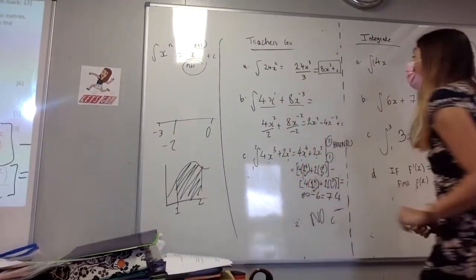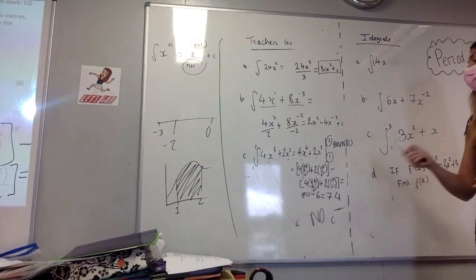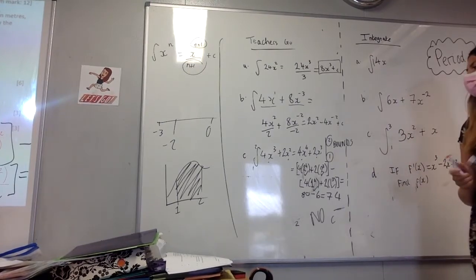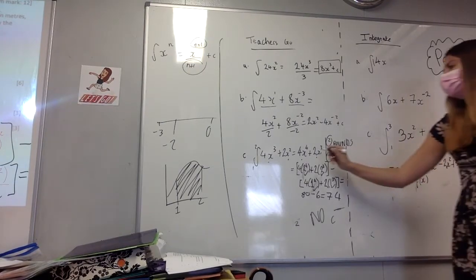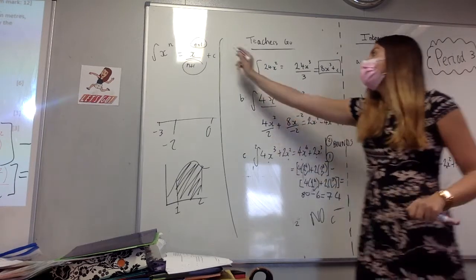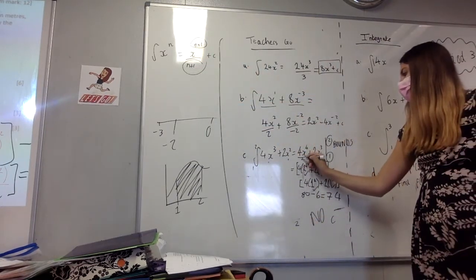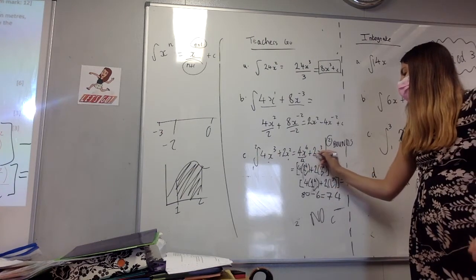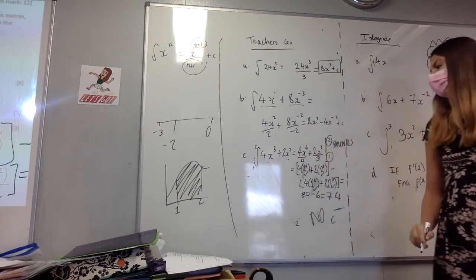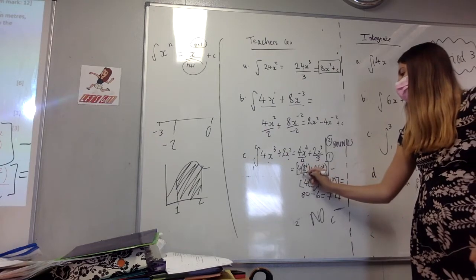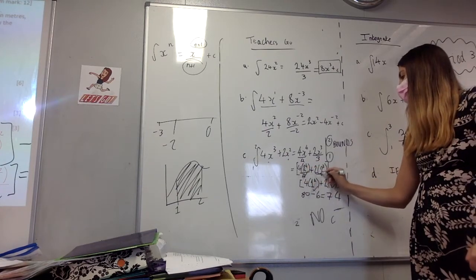Right. I have made a mistake on C. It's a really obvious mistake. What mistake is that? Okay, the mistake is when you add 1 to the power, you must change the denominator. So this should be over 4. This should be over 3. That means that this should be over 4. This should be over 3.